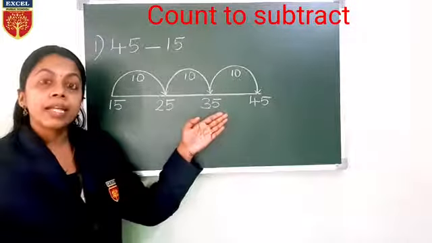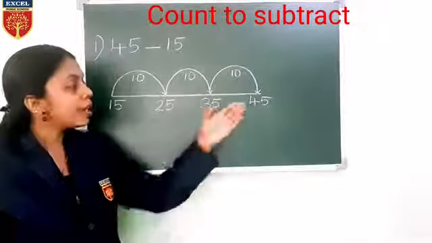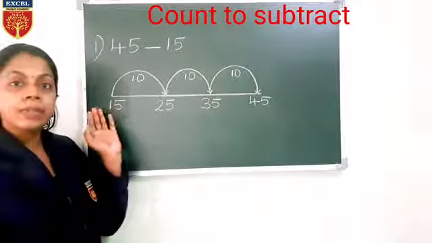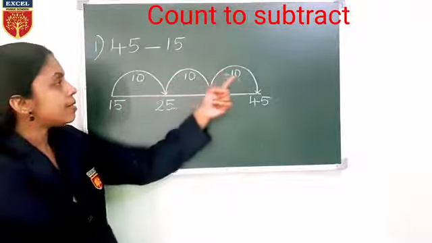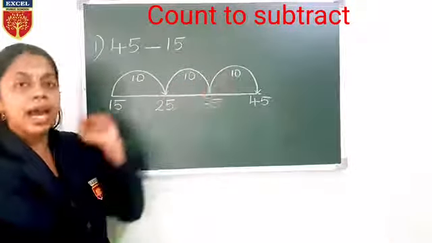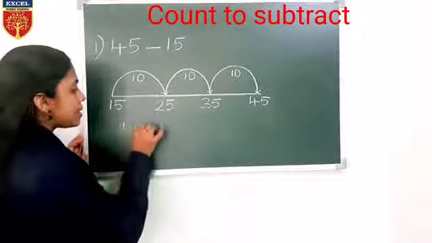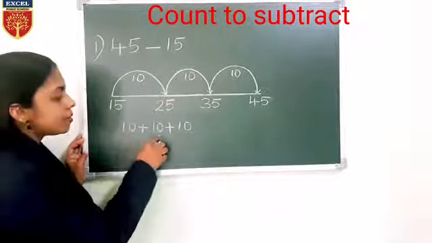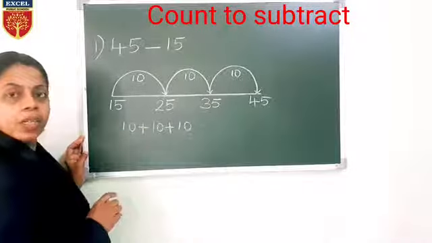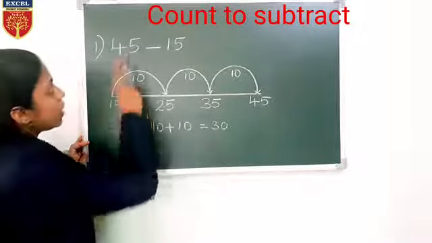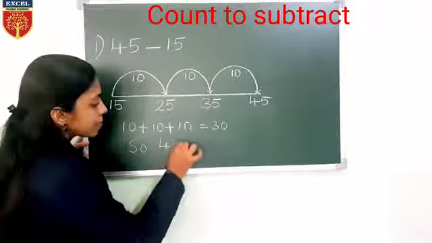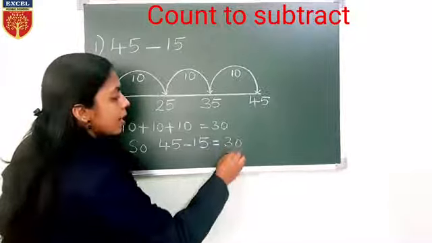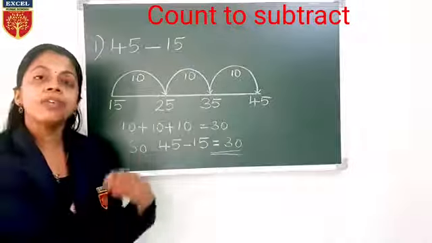But it is not necessary that every time we need to add 10. It depends on the number where we want to reach. Now, what is the next step? Add all these numbers. So, 10 plus 10 plus 10. 10 plus 10, 20. 20 plus 10, 30. So, 45 minus 15 is equal to 30. We got the answer.